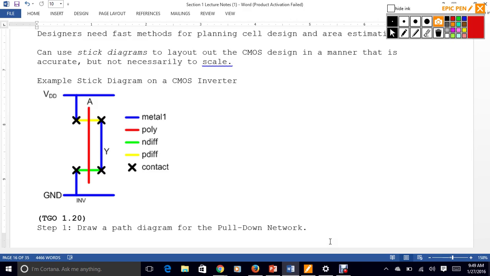So here's an example of a stick diagram. The blue in the stick diagram is your metal one. You have your P diffusion and your N diffusion. The P diffusion represents your PMOS transistor, the green represents the NMOS transistor, and the red represents the polysilicon. We're going to use these to take the logic from designing our circuits and apply it to a stick diagram, so you can come up with the logical layout for a circuit.